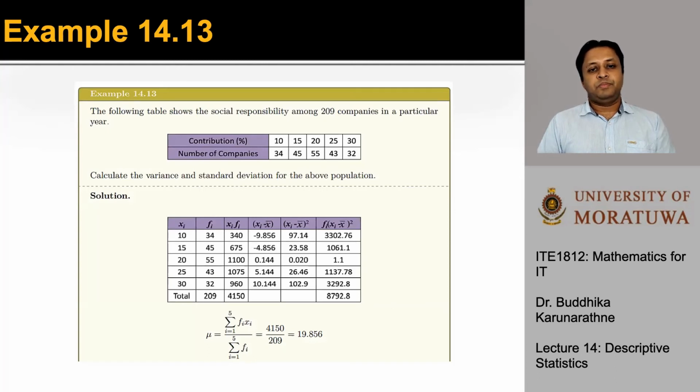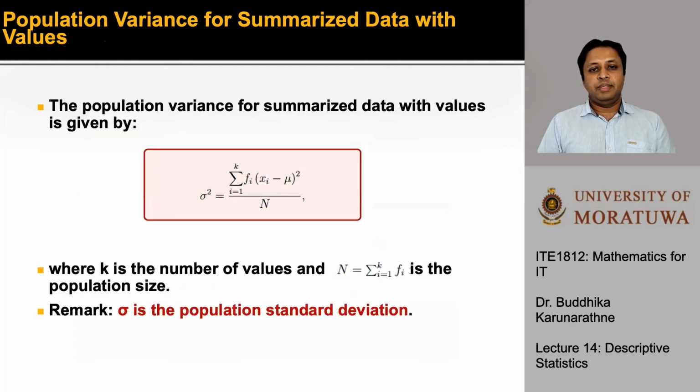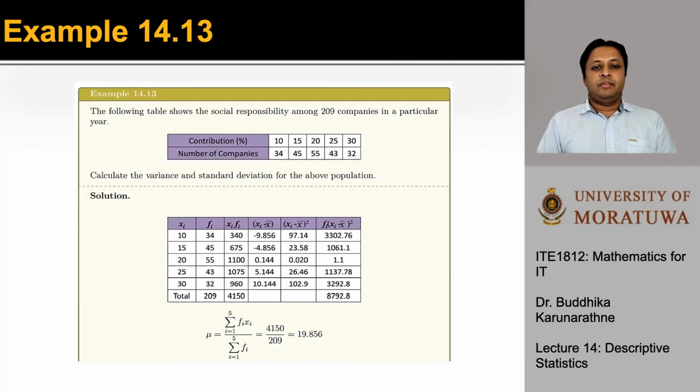In the table at the bottom, in the first column, you have all the xi values, which is 10, 15, 20, and so on. And then all the frequency values in the second column, 34, 45, and so on. Then you need the xi, fi values to go with the equation, and also the xi minus x bar values, because you can find the x bar value as the mean value. Then you take the square of that value, xi minus x bar squared. And then, by multiplying with the frequency, you can calculate fi times xi minus x bar squared for all the instances. All right, so you get the summation.